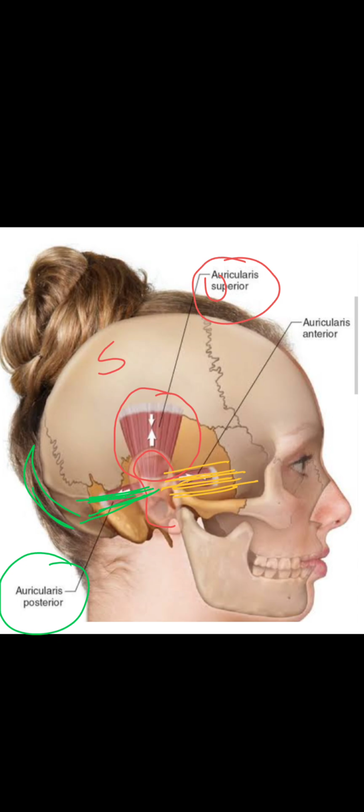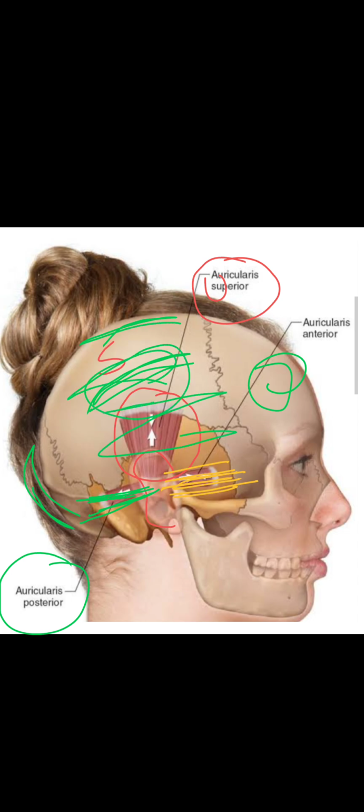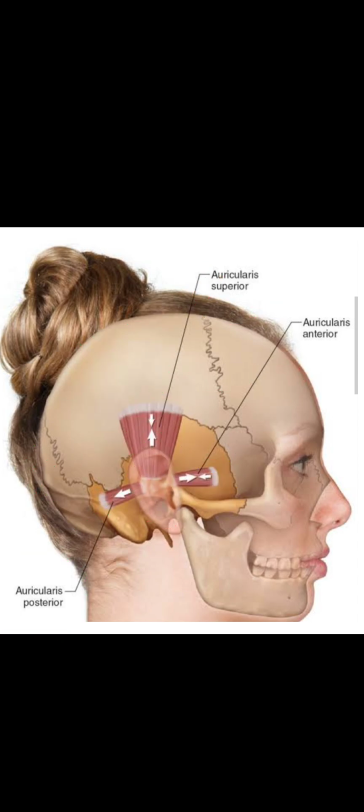Now see, talking briefly about the cranium. This is the frontal bone. This one is the parietal. This whole is parietal. This is the temporal bone. This is the occipital bone.